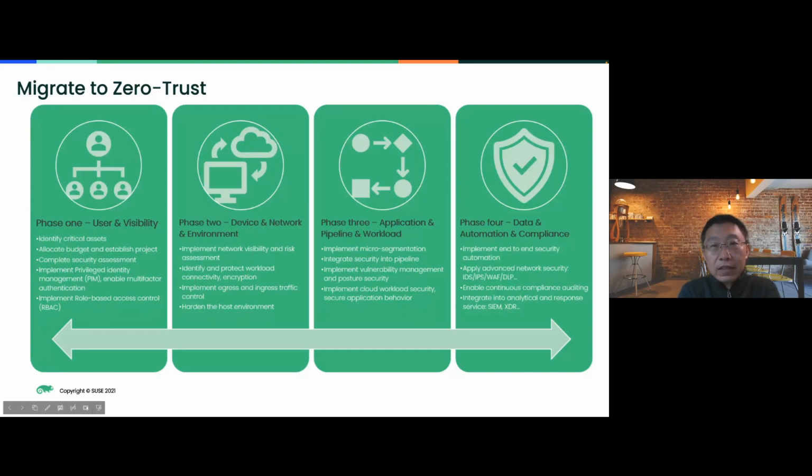There are technologies, there are solutions available for you to adopt, right? Next slide, please, Glenn.